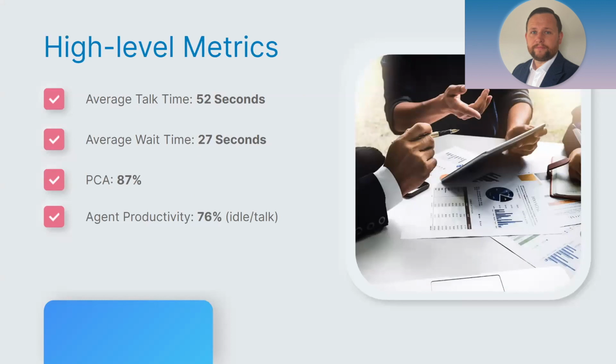So some high-level metrics of the type of calls and information that was taken from PBXware was that the average talk time was 52 seconds. The average wait time was 27 seconds, and they typically would answer 87% of calls. The agent productivity was 76%.